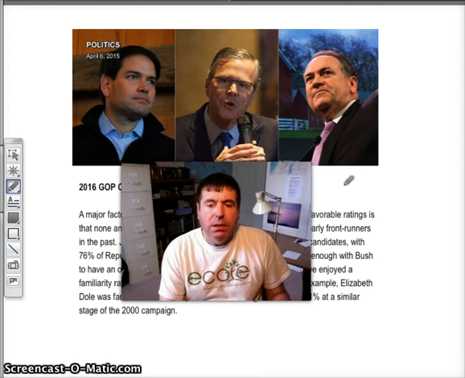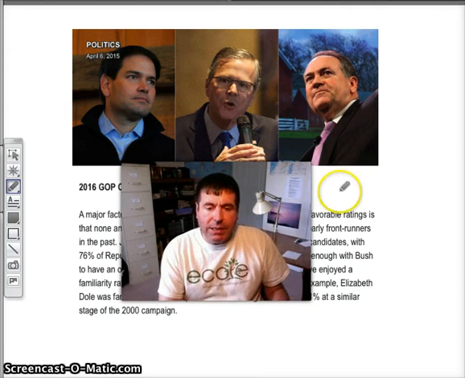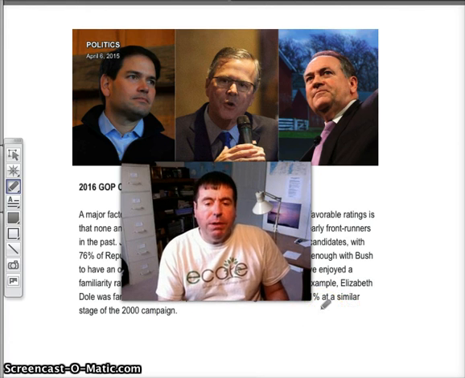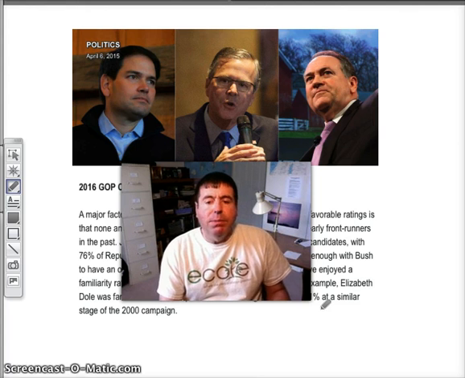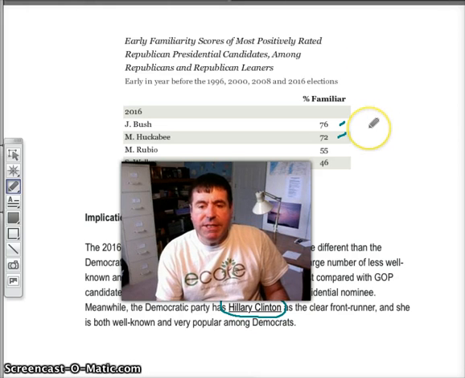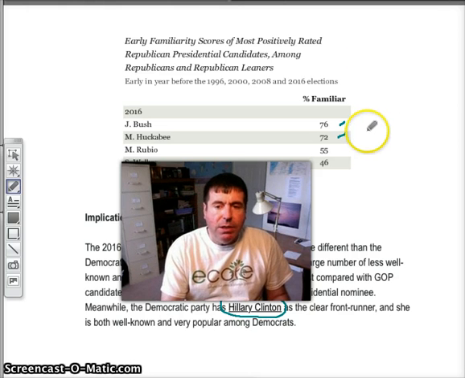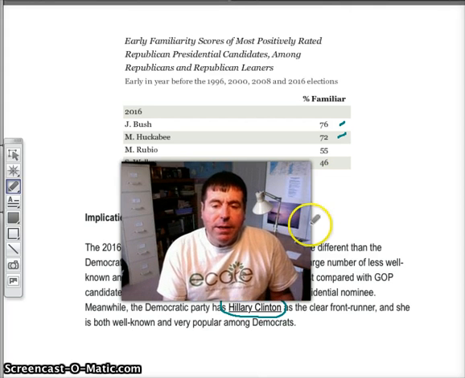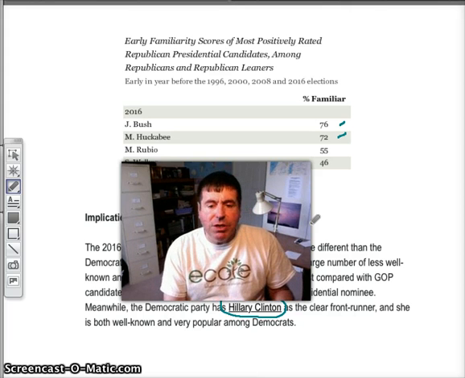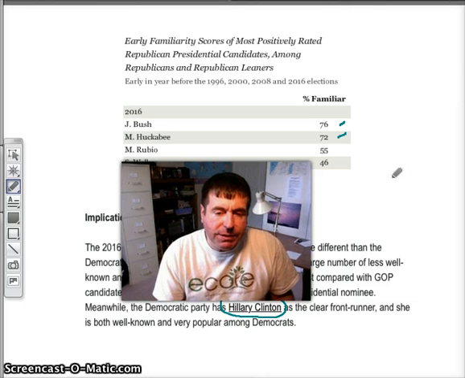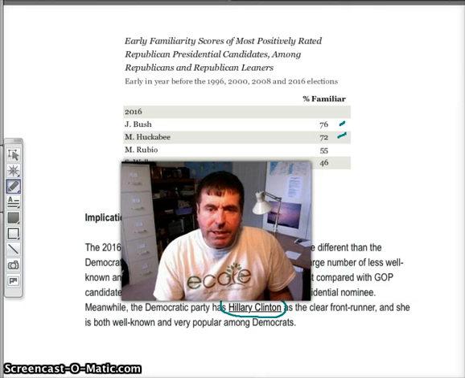That's very interesting. So at this time in the previous election, 92% of the people were familiar with the Democrat, 91% were familiar with the Republican, but now it's a different ball game. Now we have 76% that are familiar with Jeb Bush, and then Huckabee is 72%. So the question is, how are they going to match up election-wise with Hillary Clinton? Okay, that's a good question. So this is a reputable organization that has done the study.